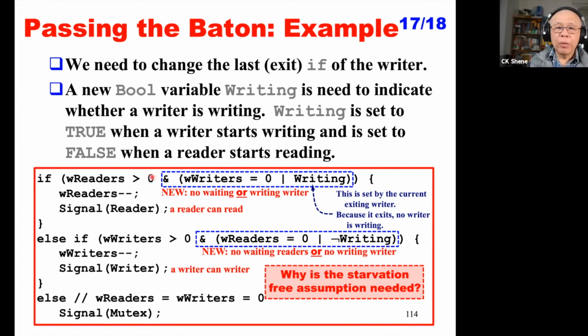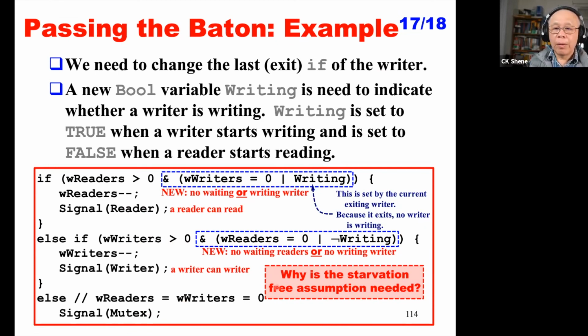So what we need to modify is, in the exit section of the writer, if there are waiting readers, and here this condition has to be true, we have no waiting writers or no one is writing, so we release a reader. Now we also make the second else if more complicated. If there are waiting writers and this condition is true, what does that mean? It means there's no waiting readers or no one is writing. That is it. So when we get here, it means there's no waiting readers and no waiting writers.